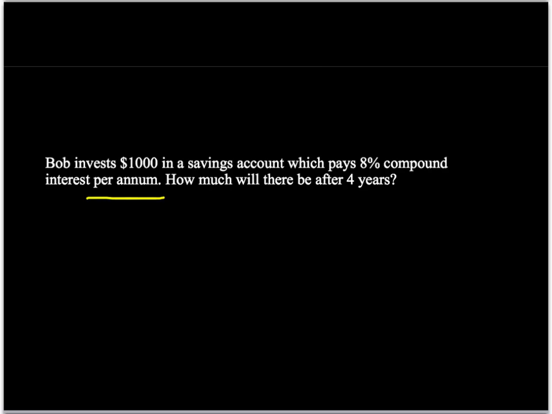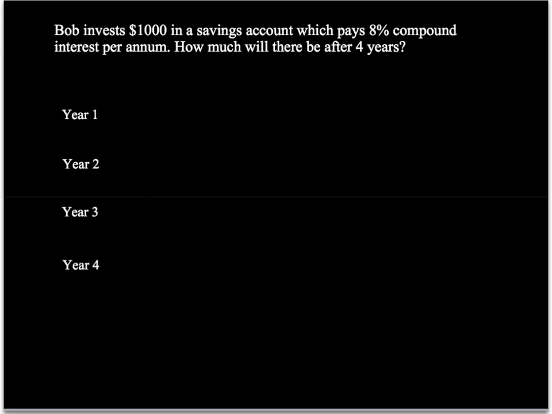So how much will there be after 4 years? So this is the problem that we're going to look at. So let's set this up and look at it 1 year at a time. So if it's going to be 8% interest, obviously the amount he starts with is 100%, that's $1,000. We're going to add 8% each year. And so in other words, we're looking at 108% is what we need to find.